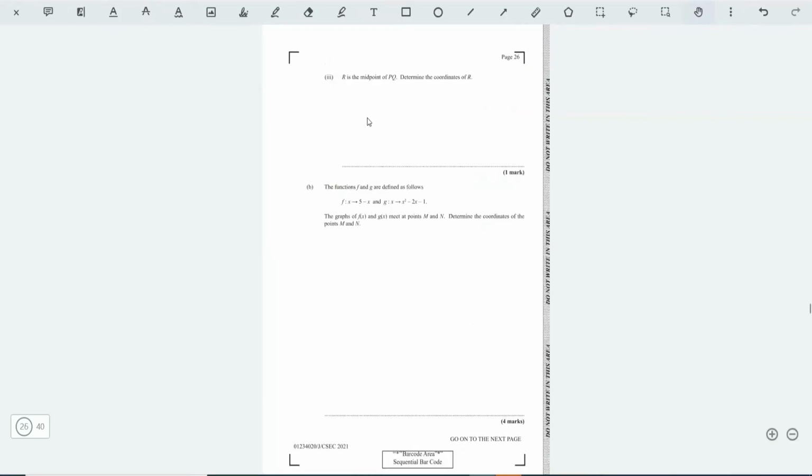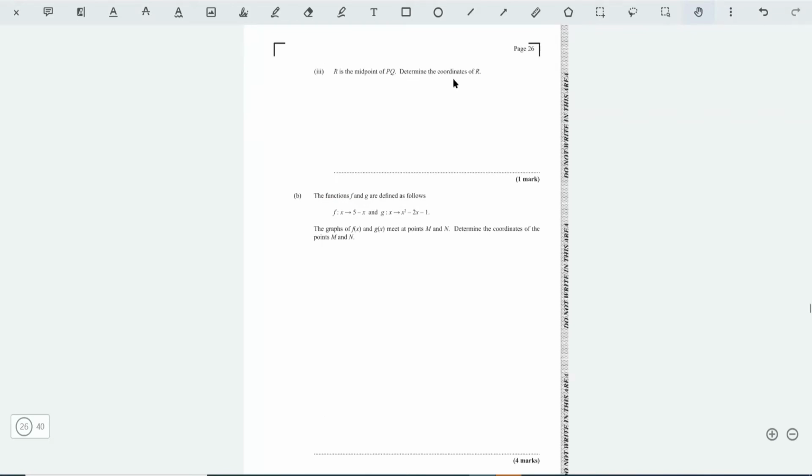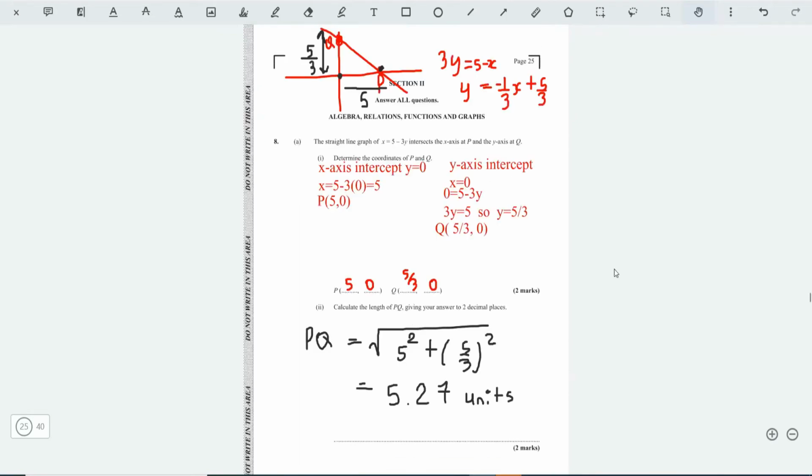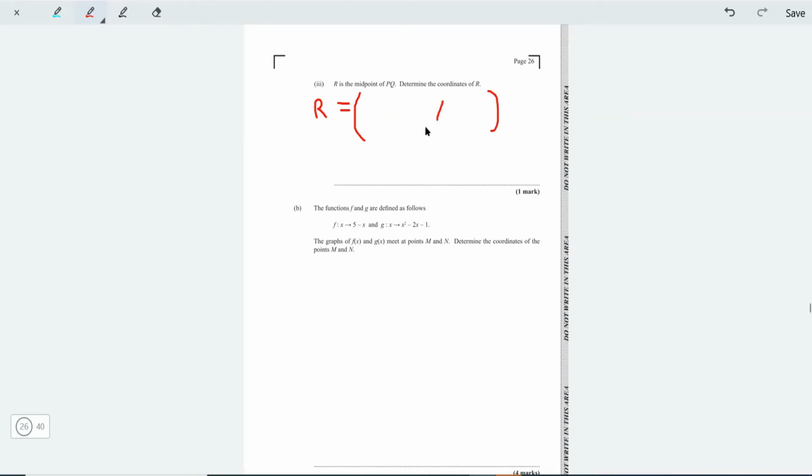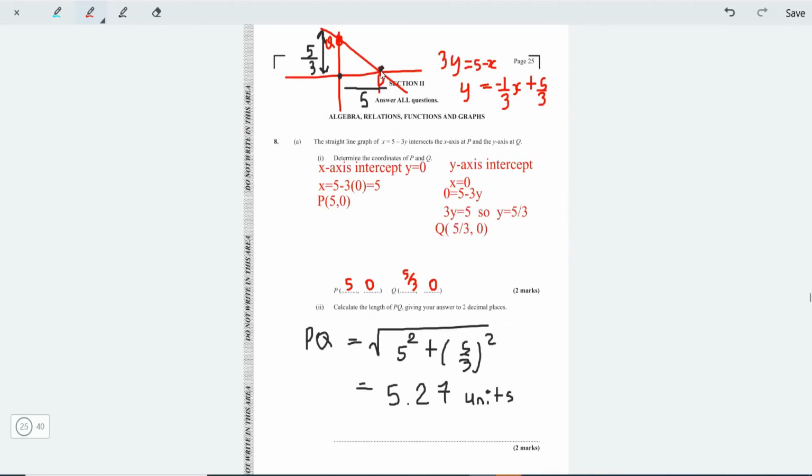Now this question says R is the midpoint of PQ. Find the coordinates of R. So we need to find the midpoint of PQ. Remember how the midpoint goes: the coordinates of R are half the two x terms added up, and half the two y terms added up. You look at the two x terms, add them up and divide by 2, and look at the two y terms, add them up and divide by 2. So P, remember, is (5, 0).